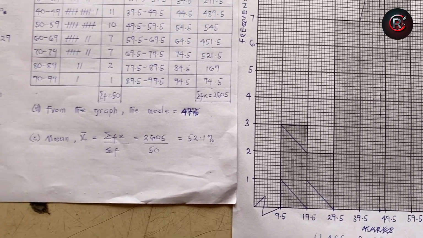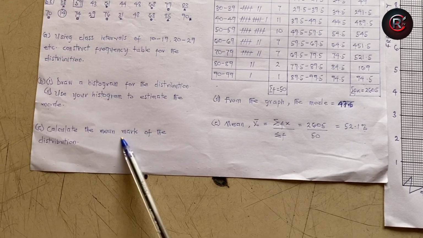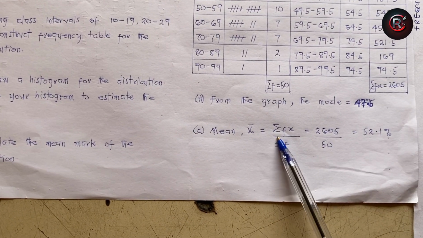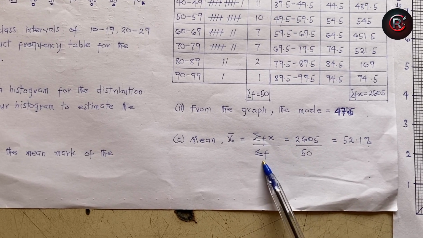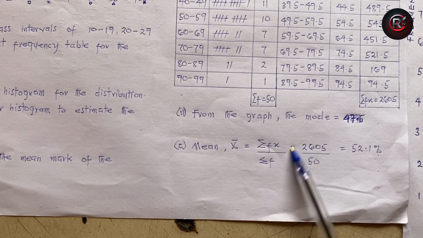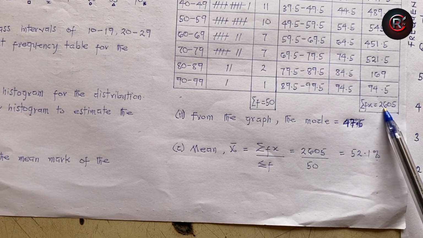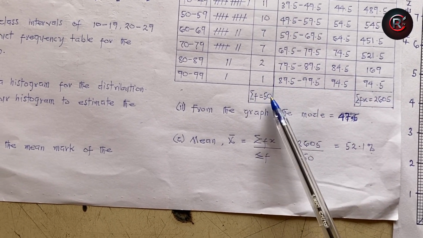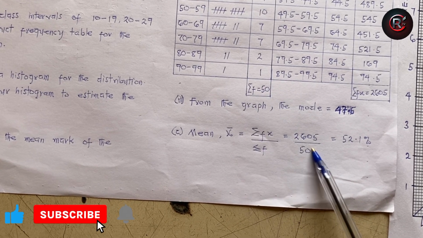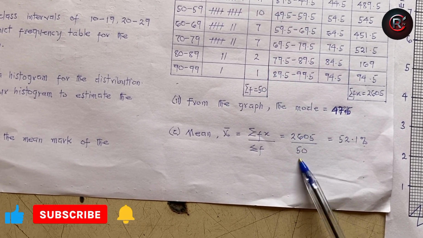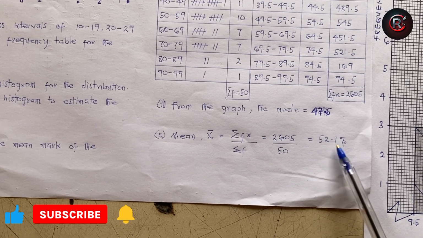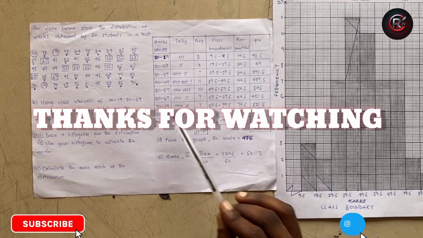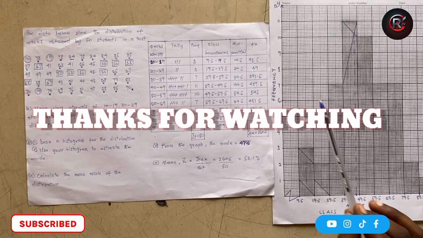Now let us look at the C part, where we have been asked to use this information to calculate the mean mark. The mean is equal to summation of f of x all over summation of f. Our summation of f of x gives us 2605, so that is what we put. When we sum all the f, we have 50, and that is what we put here. When we divide this, we get 52.1. And this is how we can use this information to calculate the mean and also to draw a histogram. Thank you.